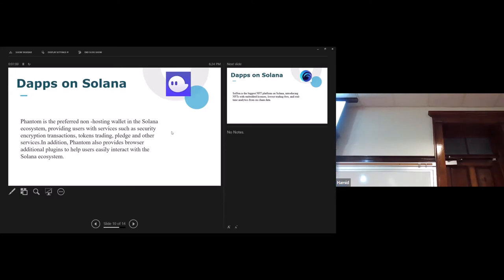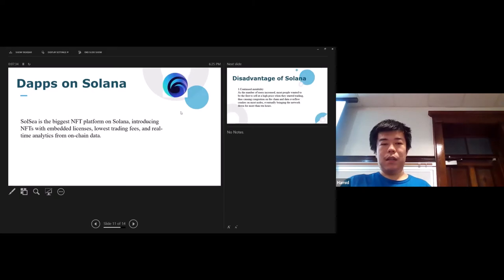Phantom is a preferred non-hosting wallet in the Solana ecosystem. It is providing users with services such as security, encryption, transaction, token trading, and staking and other services. And we have learned Phantom, and it has some browser plugins like the Chrome extension we used before.